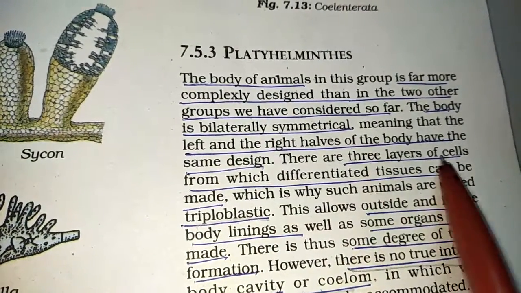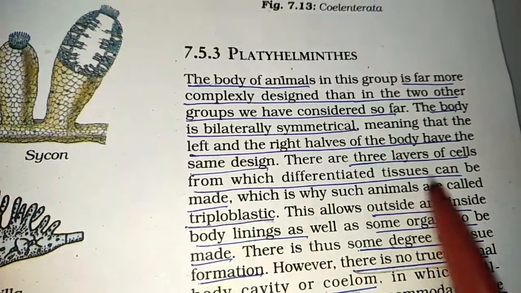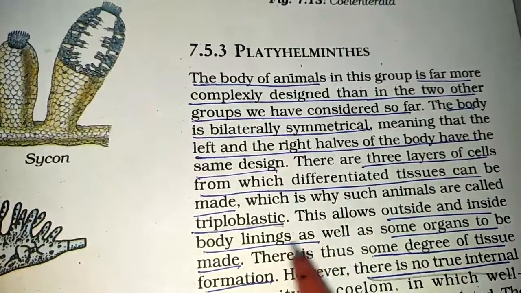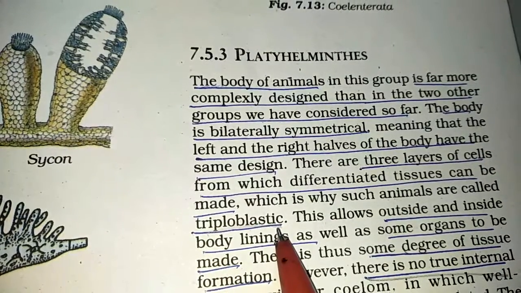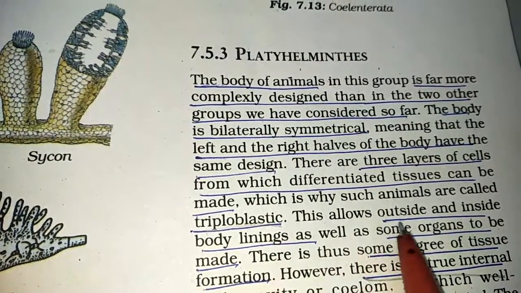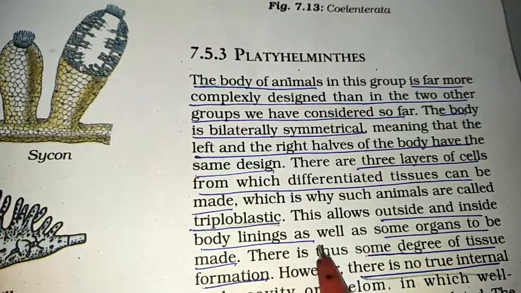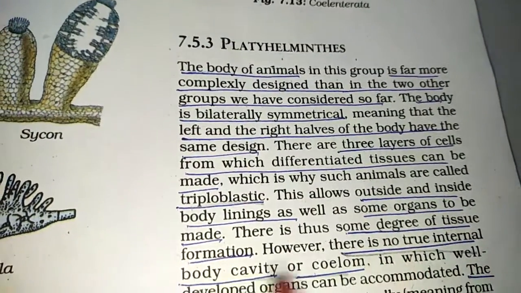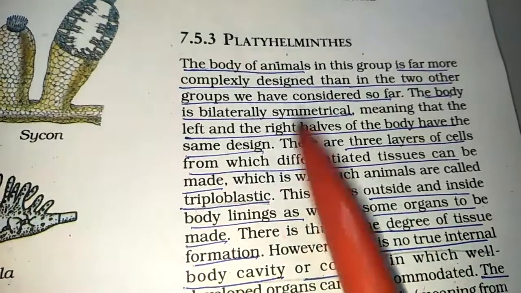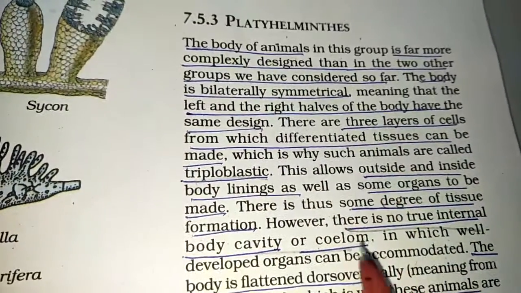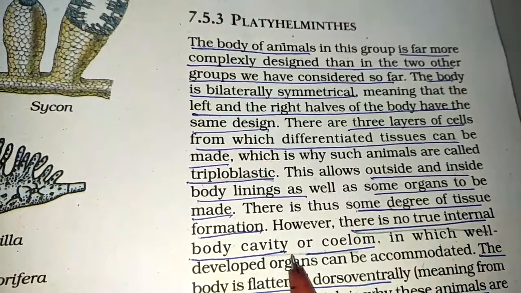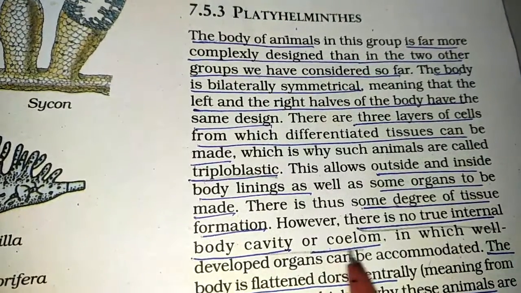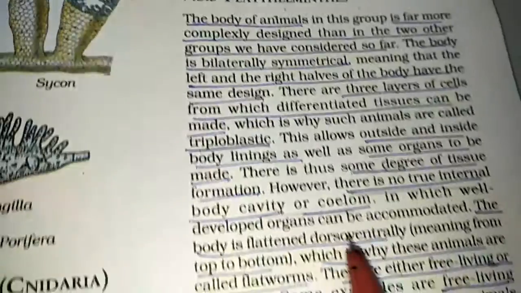Now from these three layers of cells you have got different tissues formed. And we are also triploblastic. From now onwards all the animals will be triploblastic. This allows outside and inside body lining as well as some organs to be made. Thus some degree of tissue formation has now started from this Platyhelminthes. But there is no true body cavity. Now body cavity is also known as coelom, so that true body cavity is still not developed here.